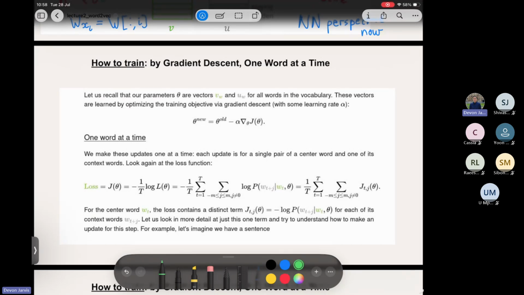Okay, so let's recall that parameters are theta. Again, we have another framing of the problem that makes it a little bit more machine learning-y. So it's the weights of my neural network. These vectors are learned by optimizing the training objective just with straight gradient descent, all right? So we had our loss function. It's the negative log likelihood.